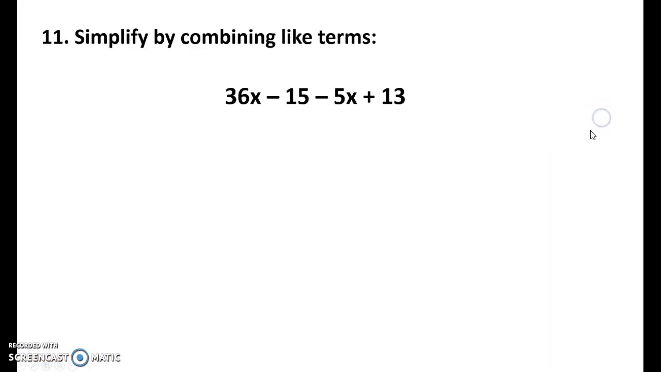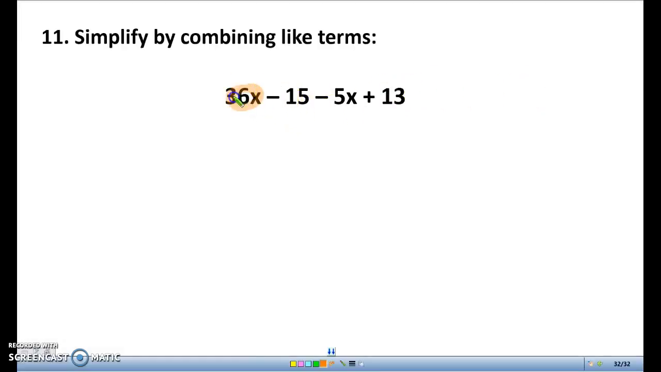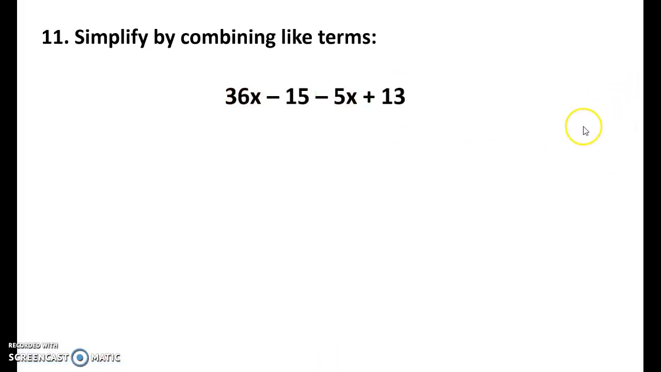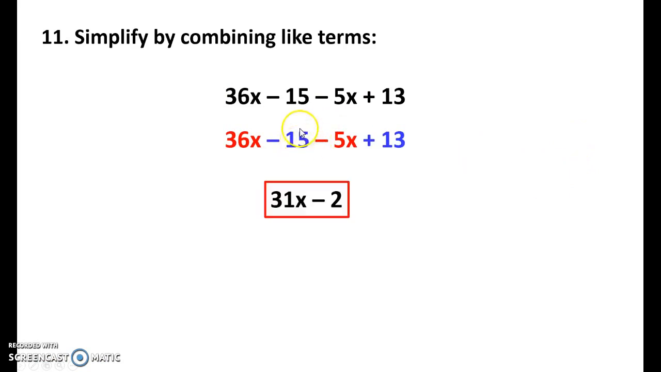Okay. Number 11, simplify by combining like terms. Like terms have the same variable in it raised to the same power. So those are like terms. And constants are like terms. So I've got 36x subtract 5x, which gives me 31x. And I've got negative 15 plus 13, which is negative 2. And that's your answer. You cannot solve for the variable. Why can you not solve for the variable? Because there's no equal sign. Yeah, the only thing you can do is simplify, combine like terms.